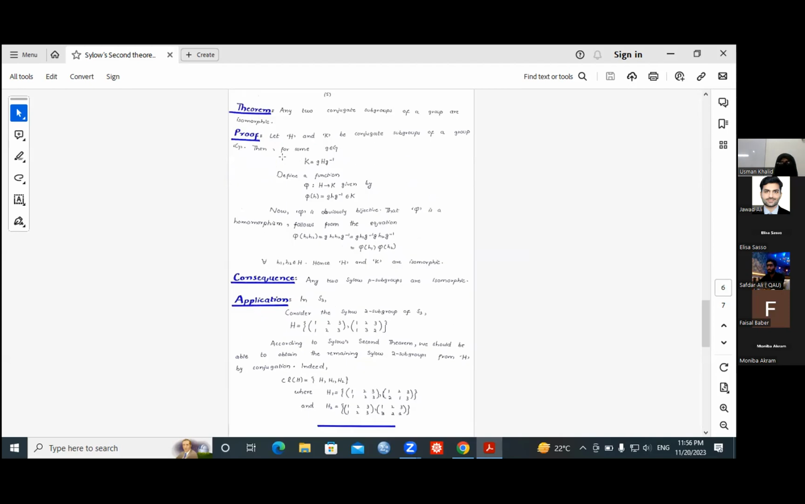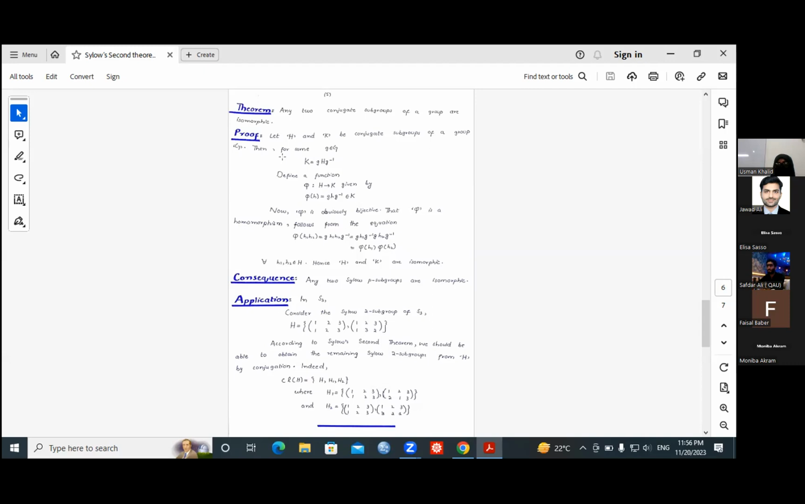The other application here is that by knowing one Sylow P subgroup, we can find all the other Sylow P subgroups of a group. Because if we know one Sylow P subgroup, we can find the conjugacy class of that Sylow P subgroup. And we know by Sylow's second theorem that any two Sylow P subgroups are conjugate. Therefore, the conjugacy class will give all the Sylow P subgroups of a group.